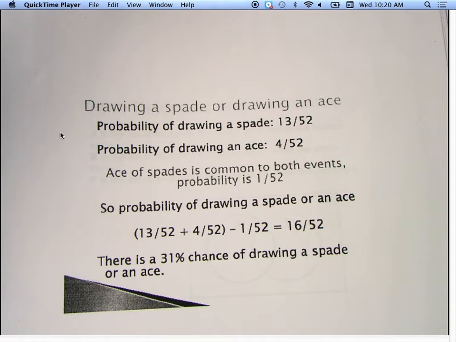An ace of spade is common to both events, 1 out of 52. So we're going to take the 2 things and add them together. 13 over 52 plus 4 over 52. But we're going to subtract 1 out of 52. We're going to subtract the one that's common to them both. And we get 16 over 52, or 31% chance of drawing a spade or an ace. You've written this down, right? With everything I put up on the board, you should write down.